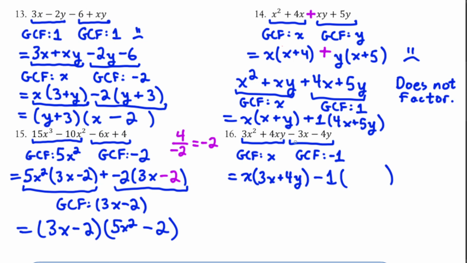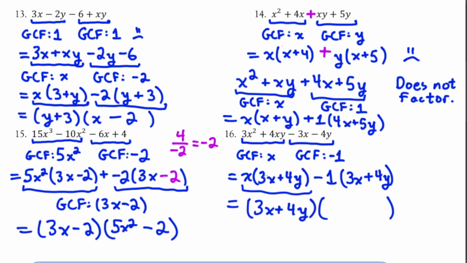When I take the minus out of negative 3x, I get 3x. And when I take the negative 1 out of minus 4y, I get plus 4y. Well, we lucked out. It worked perfectly. They both have a 3x plus 4y. So I will factor out 3x plus 4y. When I take 3x plus 4y out of the first term, I'm left with just x. And when I take 3x plus 4y out of the second term, I'm left with just minus 1.